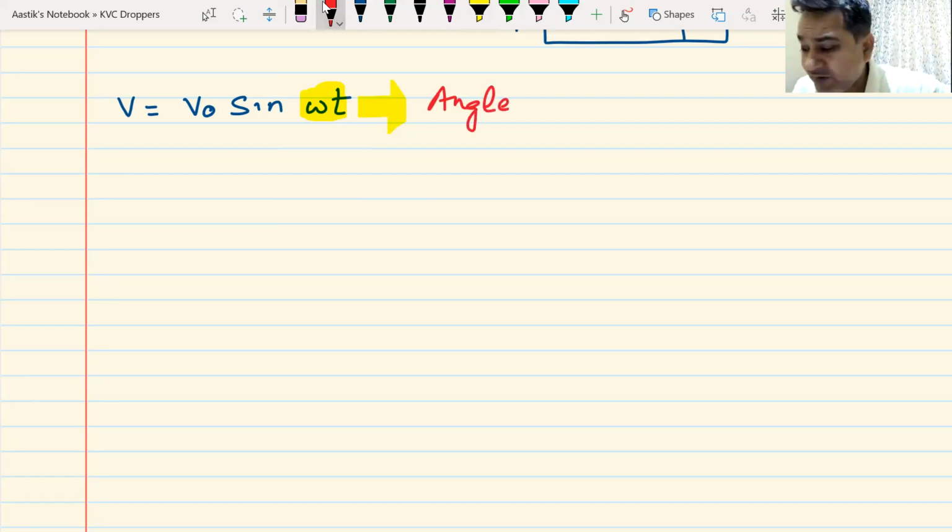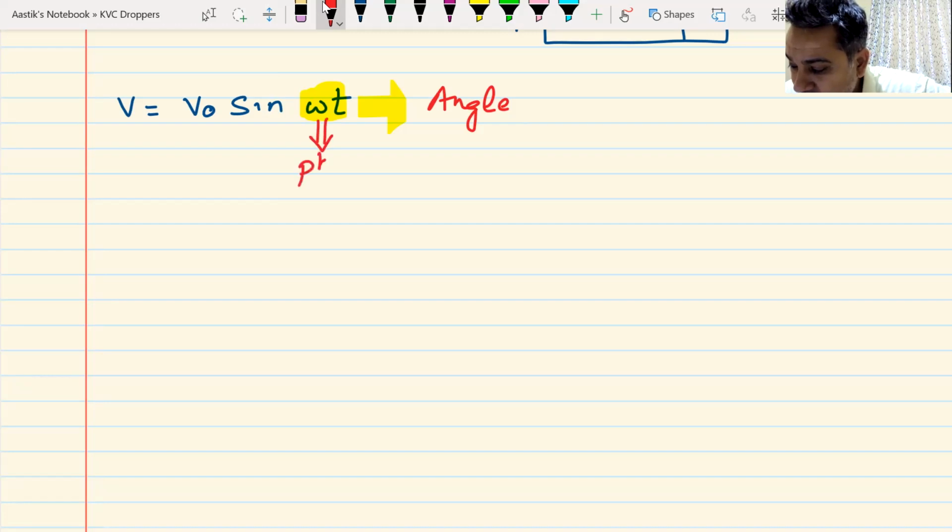Sine ke andar whatever is there should be an angle. This is an angle. Now, with different angles, the value of V will change. Yes or no? Yes, sir. If I put this angle as 0, the answer is 0. If I put this angle as 30 degrees, the answer is V naught by 2. If I put this angle as 45 degrees, it is V naught by root 2. If it is 60 degrees, it is root 3 V naught by 2. Do we understand this?